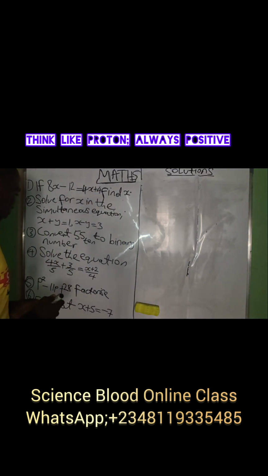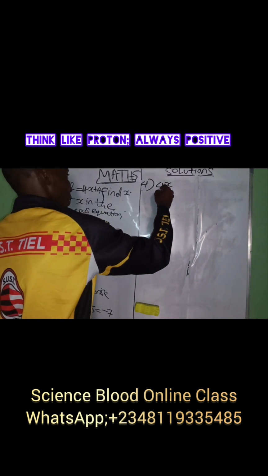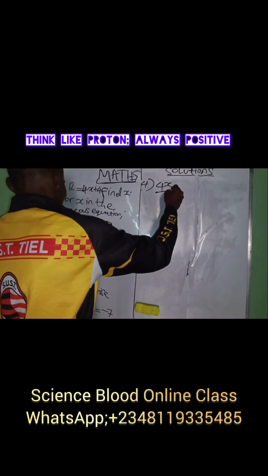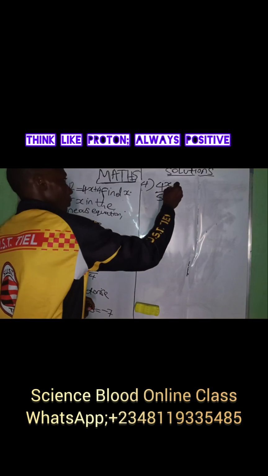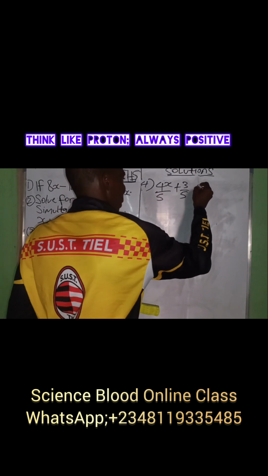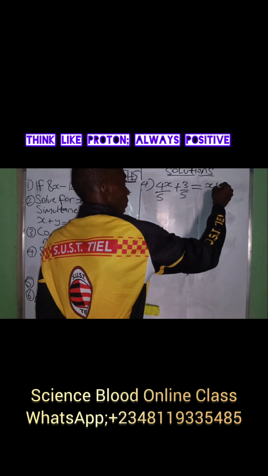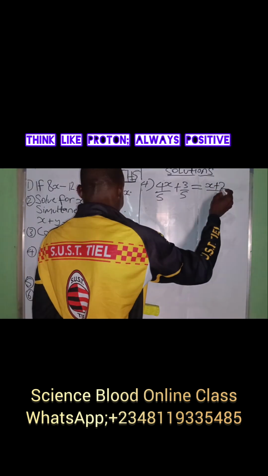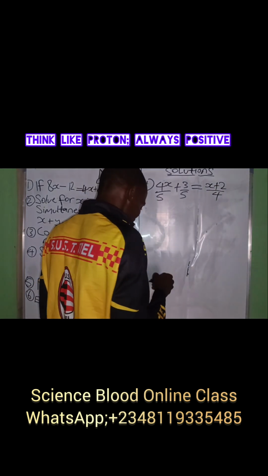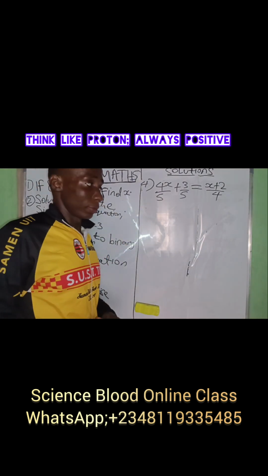For question number 4, which says solve the equation. Okay. We have 4x all over 5 plus 3 over 5 equals x plus 2 all over 4. Okay, this is a simple equation involving fractions.